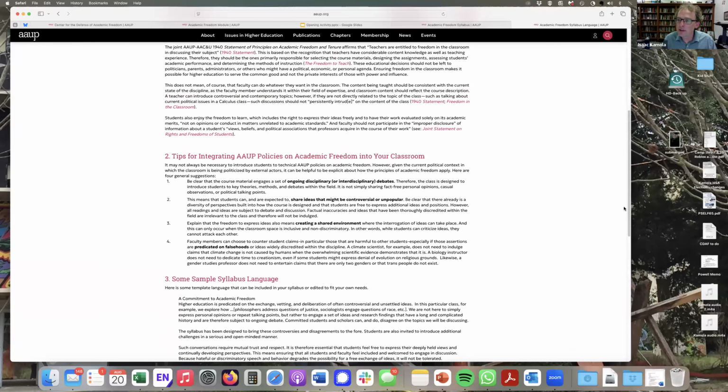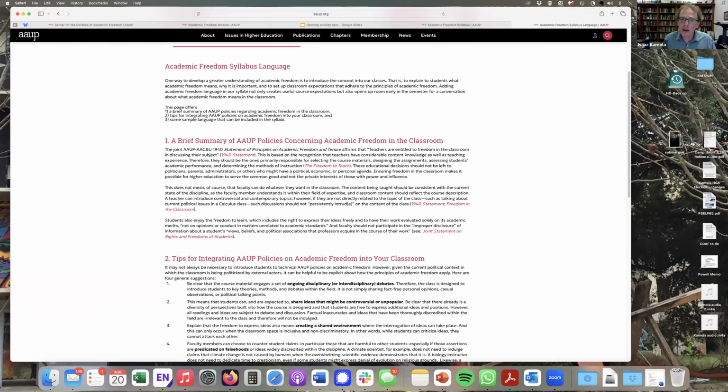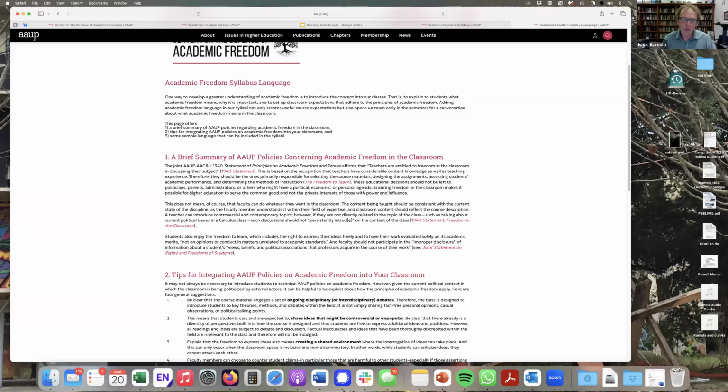And again, it was designed to be very pedagogical, to set the tone at the beginning of the class, so that on the day when you go through and give an overview of your syllabus, you can spend time and talk about what this understanding of academic freedom means in terms of the norms of how we treat each other in the classroom. So I'll take a pause there.